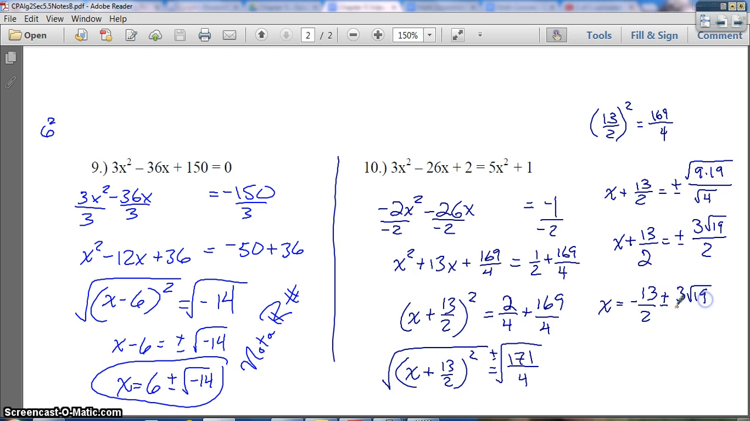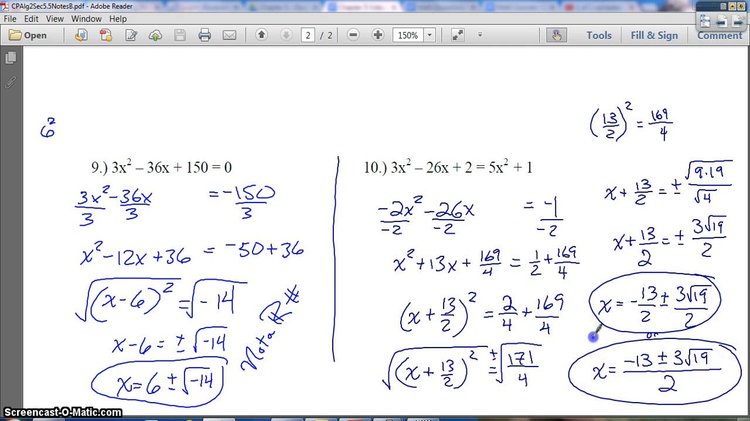You can write it like this, or you could choose to write it as x equals negative 13 plus or minus 3 root 19. You can't combine those, but you can write it over one denominator. Either one of these is totally fine.